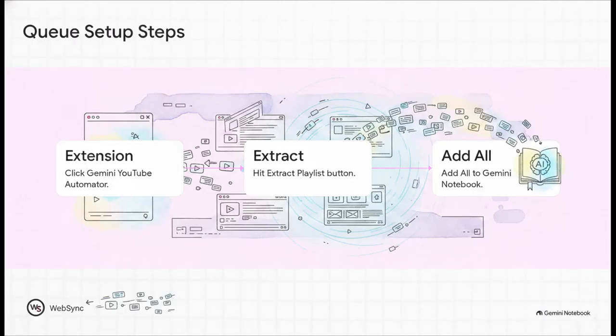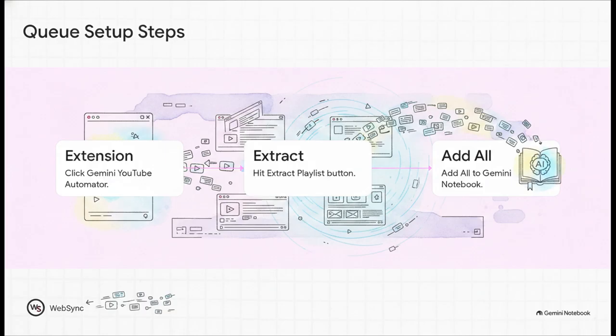Setting this up is surprisingly straightforward. Seriously, it's just a three-step process outlined right in our source. Step 1. You go over to your YouTube Watch Later playlist and click a specific extension. The author really prefers one called the Gemini Notebook YouTube Link Automator. Step 2. You just hit the Extract Playlist button. Boom! This instantly grabs the most recent 100 videos straight from your list.